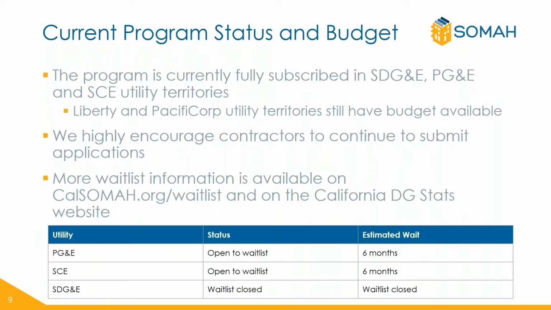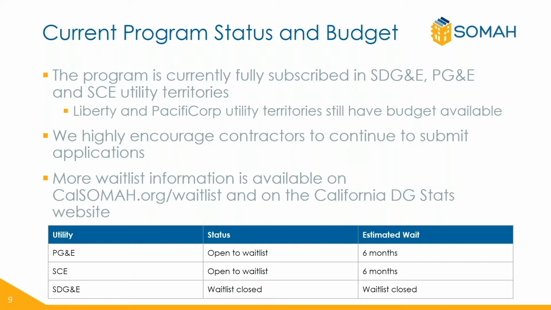And at the moment, the SOMAH program is fully subscribed in the SDG&E, PG&E, and SCE utility territories, while Liberty and Pacific Core utility territories still have project funds available. Please note that the waitlist for SDG&E is closed, but PG&E and SCE are still taking applications for their waitlists. We are encouraging contractors in those two territories to continue to submit applications, as you'll be locking in the incentive rate that is available when you submit your reservation.